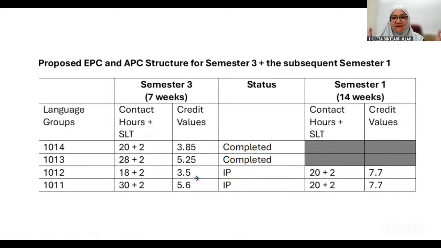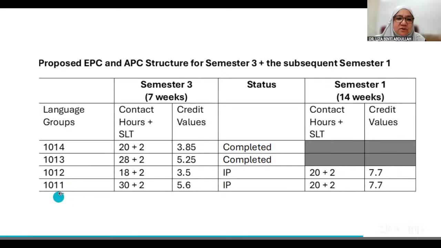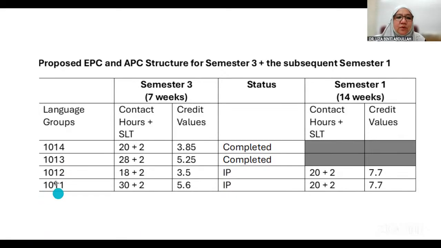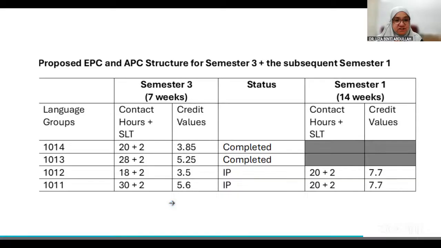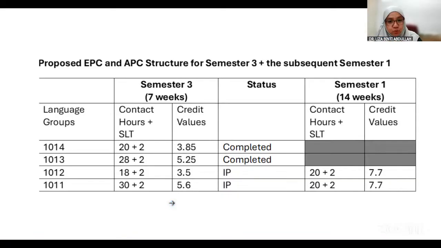Any questions so far? If you have more questions, this material will be given to your teachers as well, so your teachers may explain to you. This is the structure for semester 3, next semester. I hope everybody is clear. For those in groups 1-1 and 1-2, 1011 and 1012, if you do them in semester 3, you will not finish in semester 3, but you will continue in semester 1.